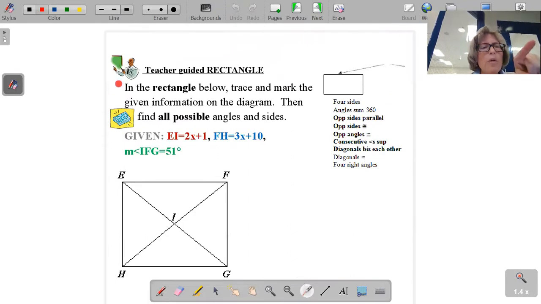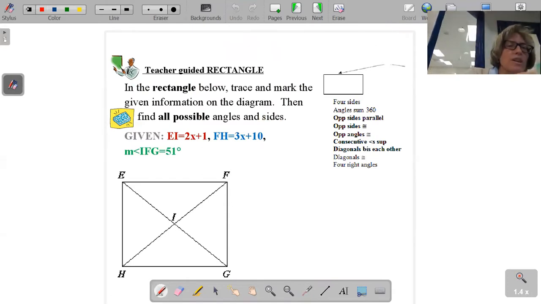Put your finger on your paper right here. You're going to read with your lips moving. Kids, ready? Read. In a rectangle below, trace and mark the given information on the diagram. Then find all possible angles and sides.